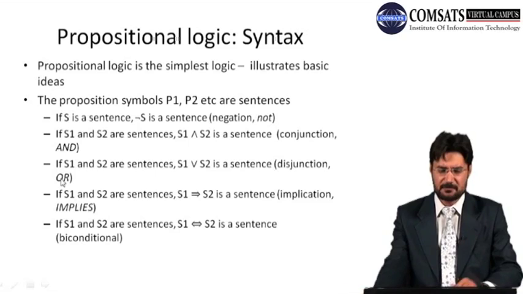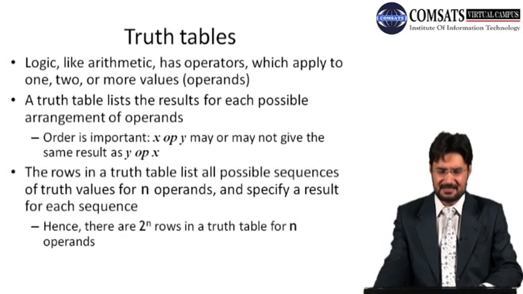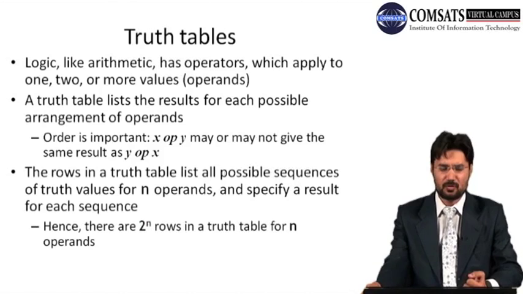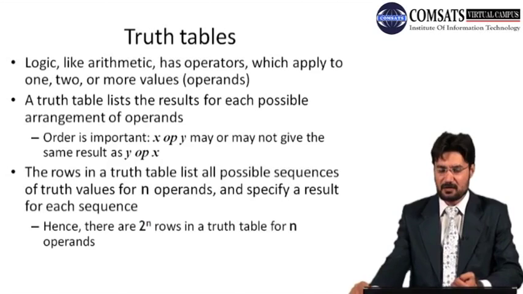We will go through some examples and then you will understand it more easily. So what we are going to do, we will make a truth table of it. Logic, like arithmetic, has operations which apply to one, two or more values, operands. So if we are using propositional logic, in that case it's like arithmetic, and then we will make a truth table of it, so we can apply it on one or two or more operands. So this is a very basic understanding of arithmetic. A truth table lists the result for each possible argument of operands. Order is important. X operand Y may or may not give the same result as Y operand X.